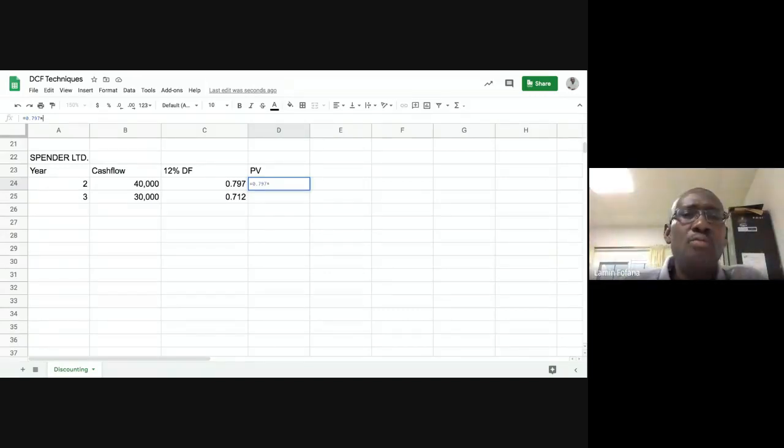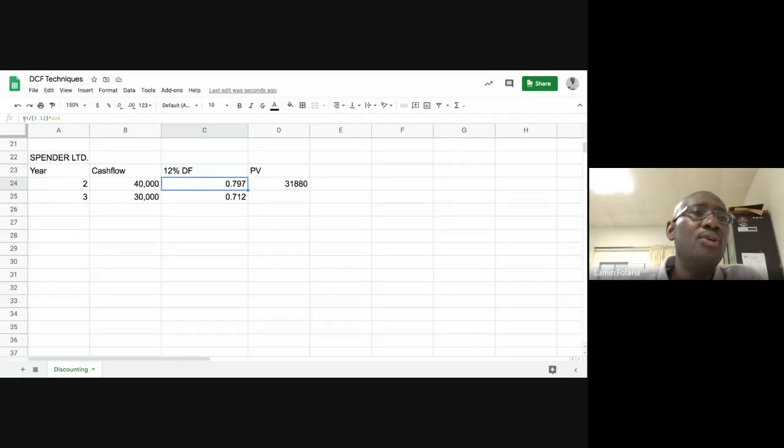What should happen is, after calculating your discount factor at 12%, whatever you have, you should round it up. So for example, you should type 0.797 multiplied by the 40,000, and once you do that, then you get 31,880. Is that clear? What you've done, Rosa, is correct.